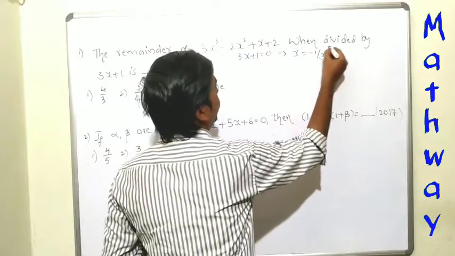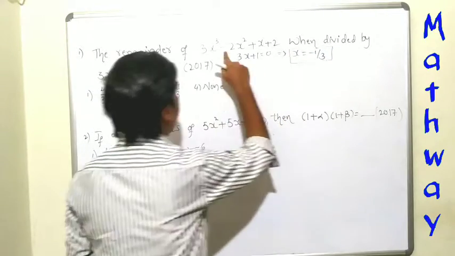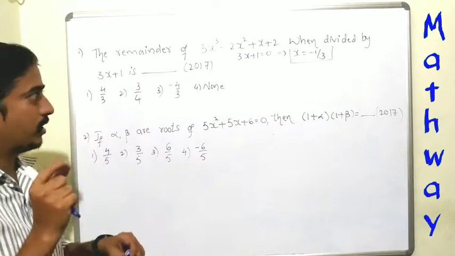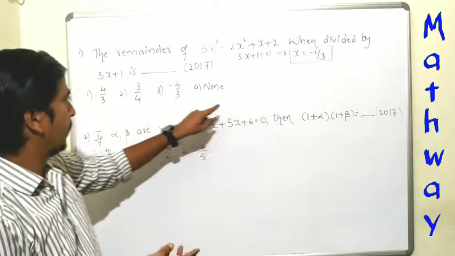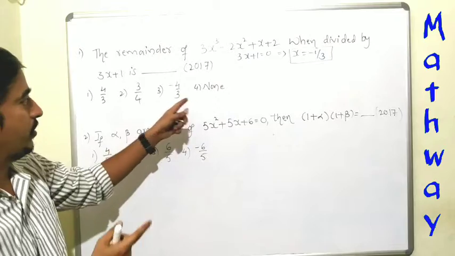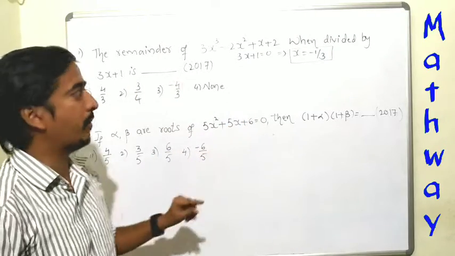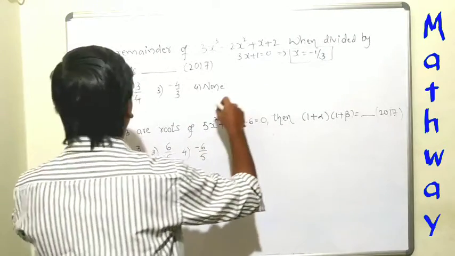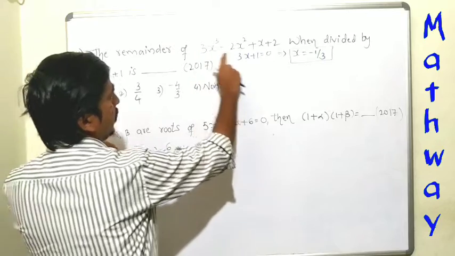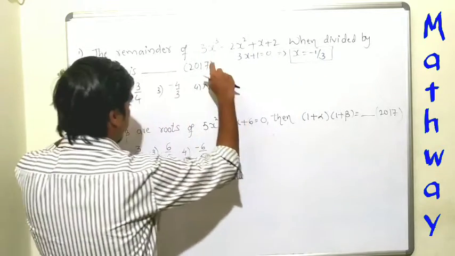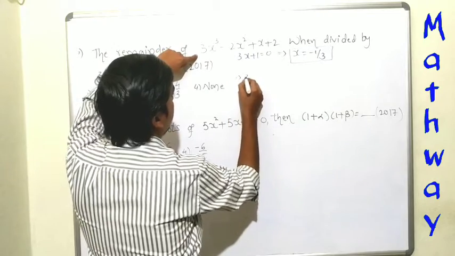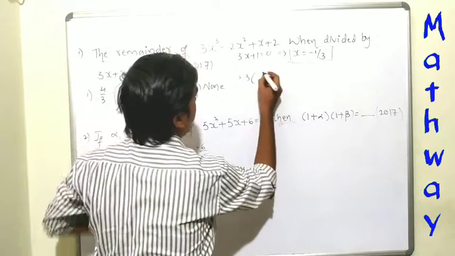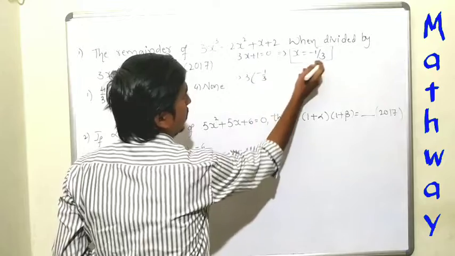So put the x value as minus 1 by 3 in this polynomial. Whatever answer we get should match one of these options, and that is the remainder. So first, in the place of x, I am substituting minus 1 by 3. Let's see what we will get here. It is 3x cube. It means 3 of our x is minus 1 by 3.